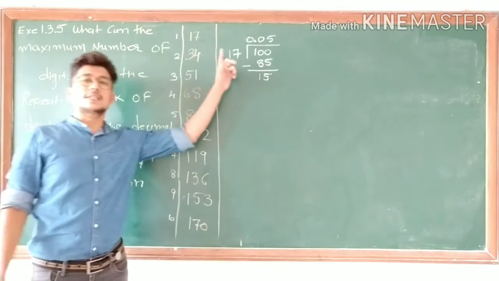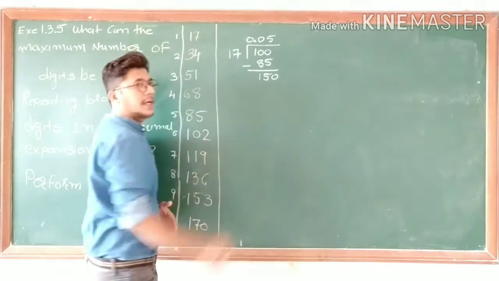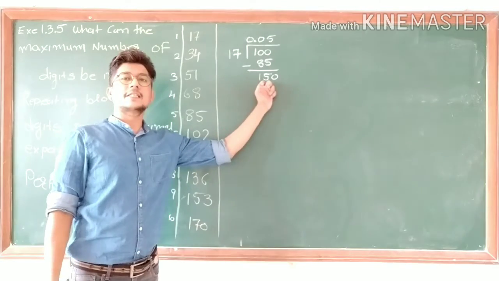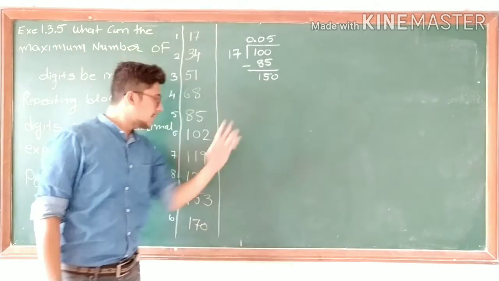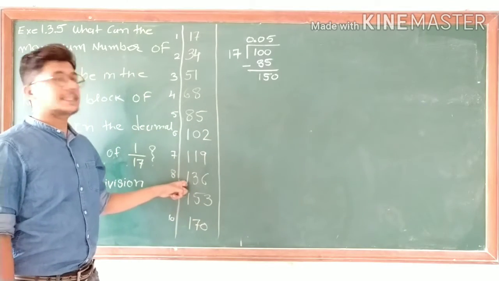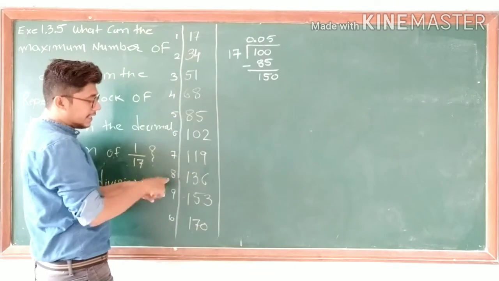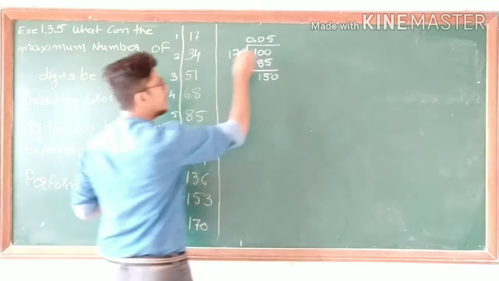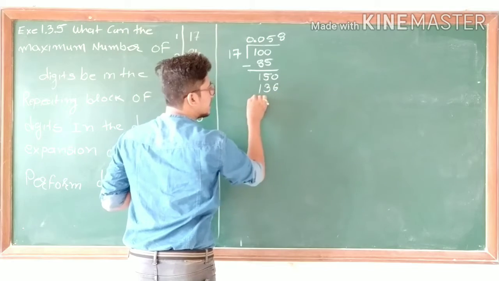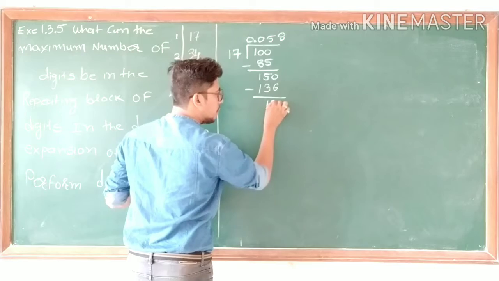Now 15 is smaller than 17. Again, what we have to do? We have to put 0 over here. Now 150 is larger than 17. Division is possible. What is the nearest and smallest value from 150? As we can see, 153 is larger than 150, so 136 is smaller than 150. 136 comes at 8, so 17 eights are 136. Subtraction: 150 minus 136 is 14.